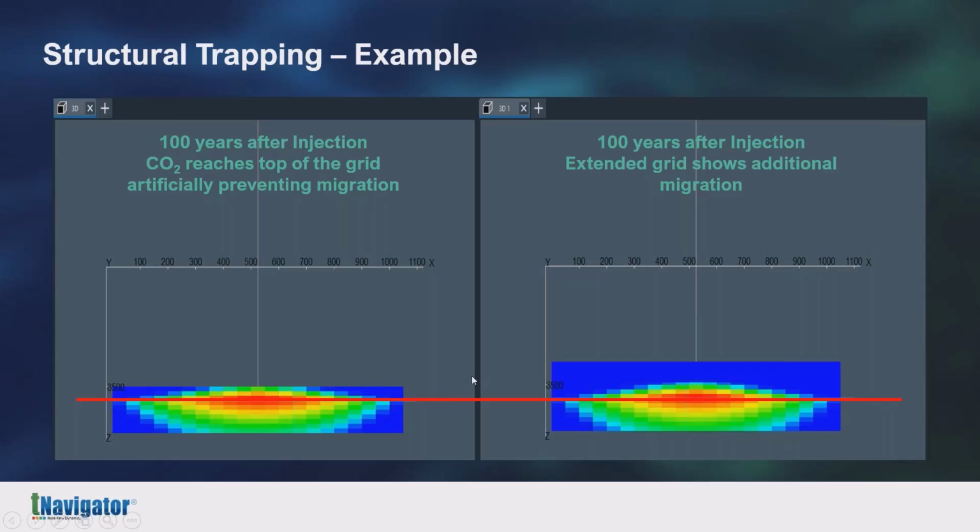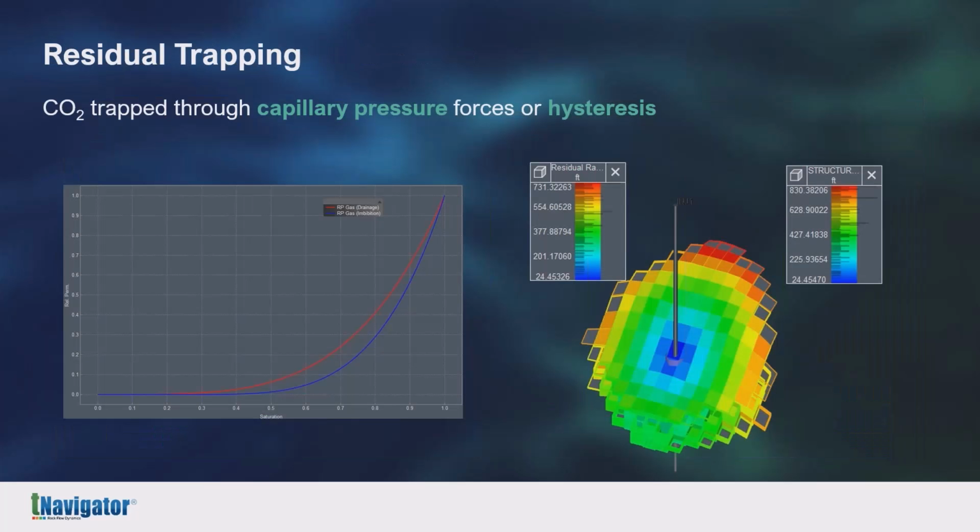So this is a very quick way of looking into your model in case you actually run into limitations that you did not plan for in the beginning. The next one I'd like to talk about is residual trapping.